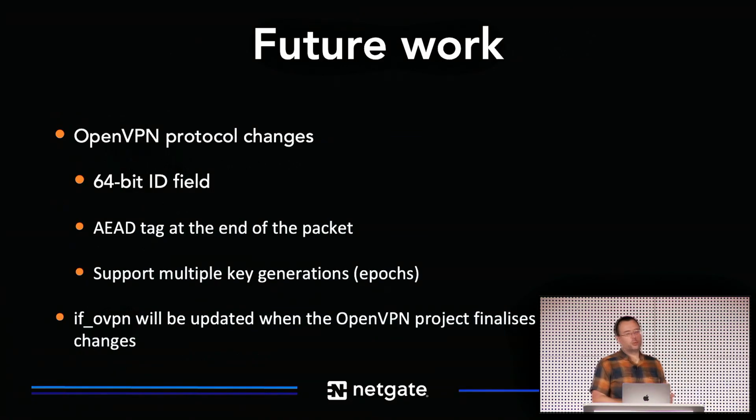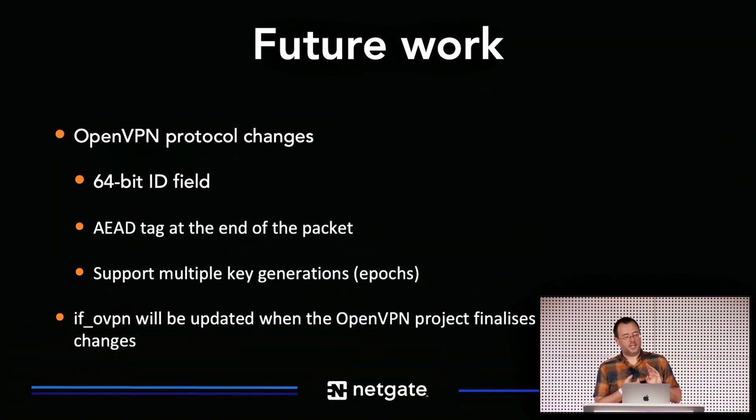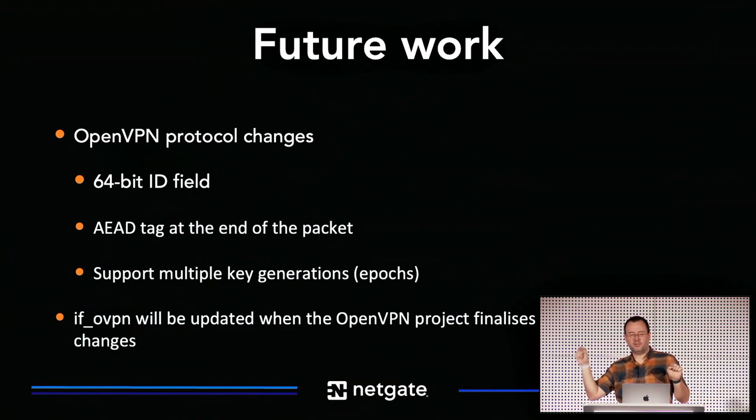There's a little bit of future work that I'm planning to do, hoping to do, but I'm kind of stuck waiting for the OpenVPN project. They are looking at making some protocol changes. They're going to have a longer ID field, a sequence number field. They're going to move where the AEAD tag lives. AEAD is the authentication tag. So that's the bit of data that you use to make sure that nobody messed with your packet. They're going to move that to the end of the packet.